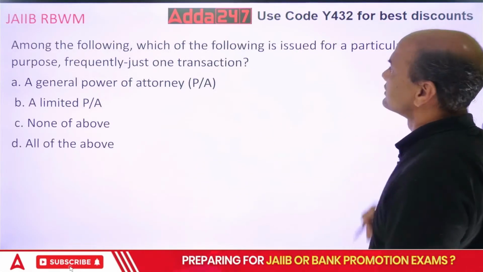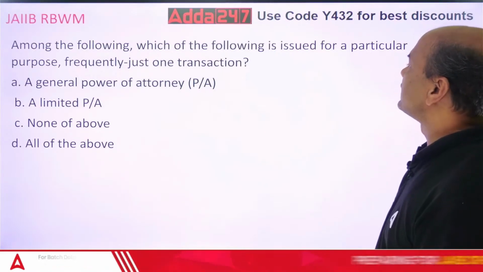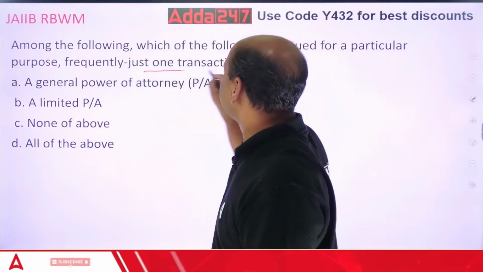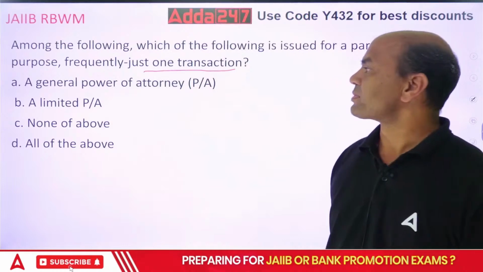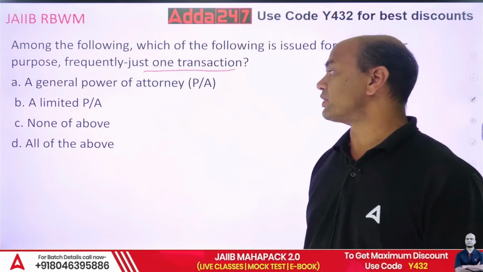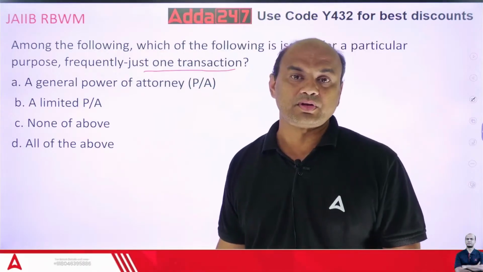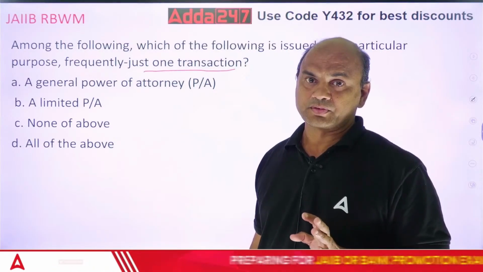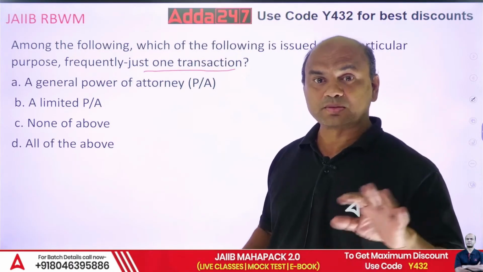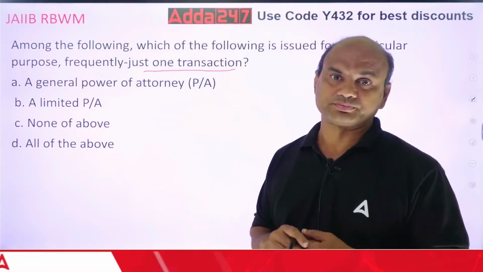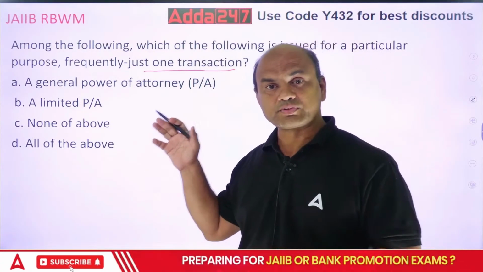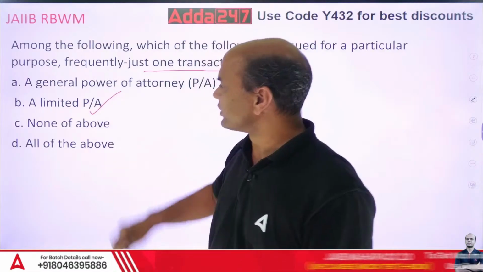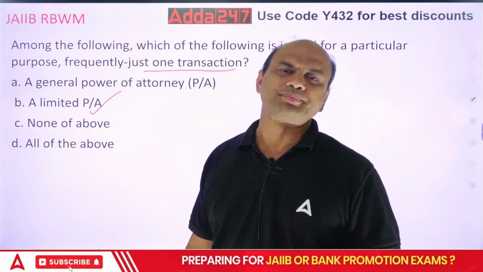Next. Which of the following is issued for a particular purpose, frequently just one transaction? One transaction. A general power of attorney, a limited power of attorney, none of the above, all of the above. For a limited transaction, limited time. I've covered it earlier also: general POA and special POA. Which one covers just one transaction? It is limited. Okay, limited POA, or it's called a special POA.